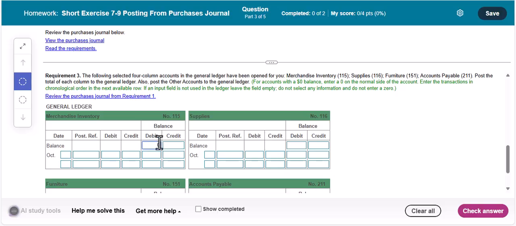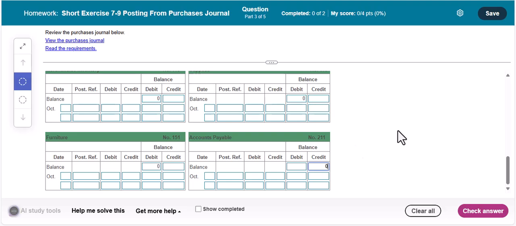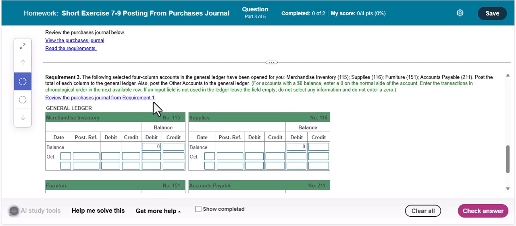Supplies are also an asset, making that a debit balance of 0. And then furniture, also an asset, debit balance of 0. And accounts payable is a what? A liability. So the normal balance is on the credit side. All right, scroll down. We don't have any other accounts. Now we're going to review the purchases journal from requirement 1 and post from the purchase journal to the ledger.